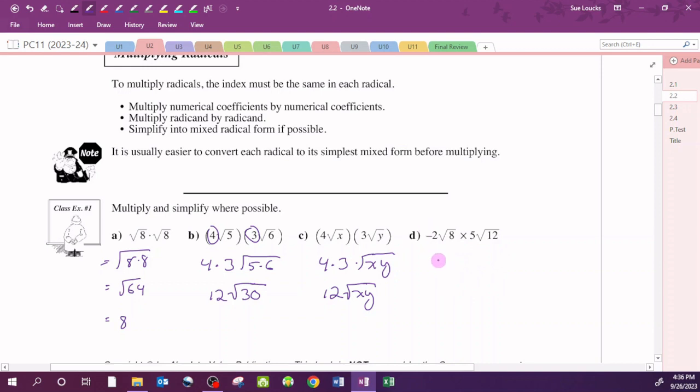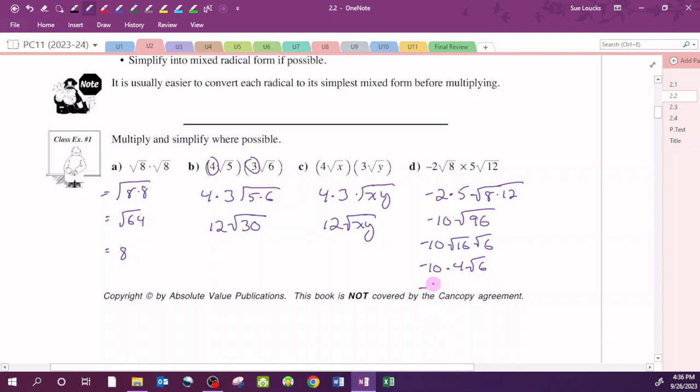And this is going to be negative 2 times 5 times the square root of 8 times 12, which is going to be negative 10 times the square root of 96. And then I have to simplify this root 96, so that's going to be negative 10 times root 16 times root 6, because 16 times 6 is 96. So that's going to be negative 10 times 4 times root 6, which is negative 40 times square root of 6.